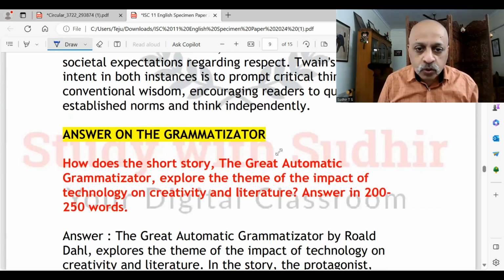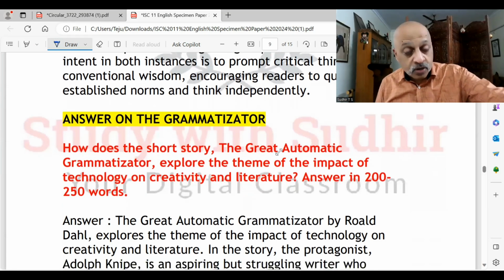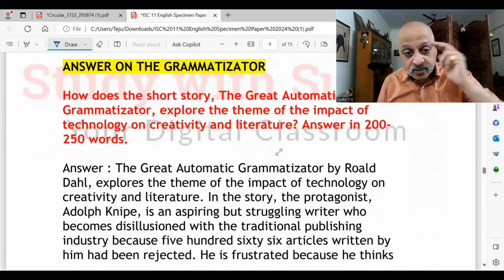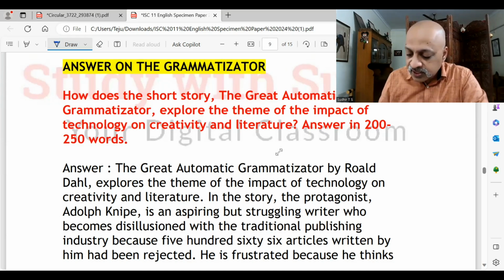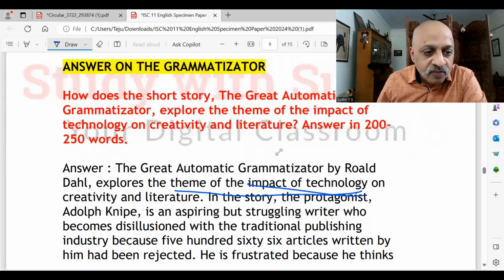Grammatizator. How does the short story, The Great Automatic Grammatizator, explore the theme of the impact of technology on creativity and literature? Because it takes a lot of effort writing all these answers. The Great Automatic Grammatizator by Roald Dahl explores the theme of the impact of technology. So all these words are important. You need to use these kind of words, the impact of technology on creativity and literature.